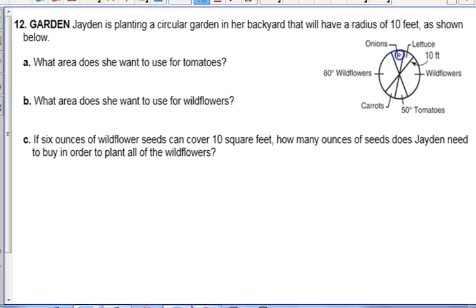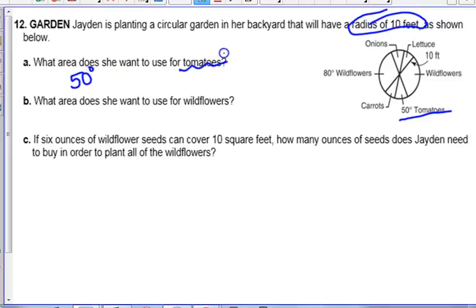It says, Jaden is making a round garden. Guess she's just bored, wants to make it a circular garden. The radius is 10 feet. What area does she have for tomatoes? What do we know about tomatoes? 50 degrees. They're round, they taste good, okay.